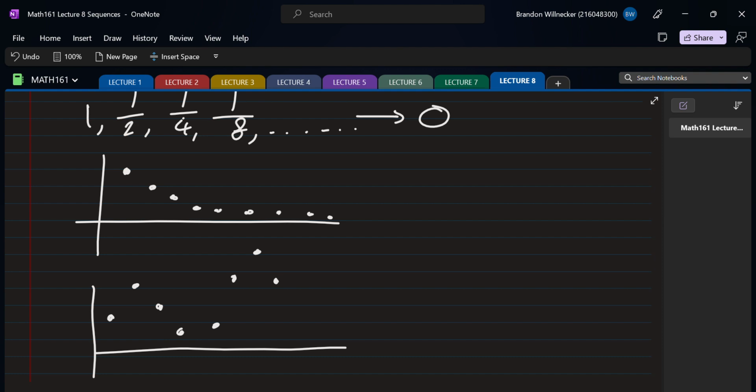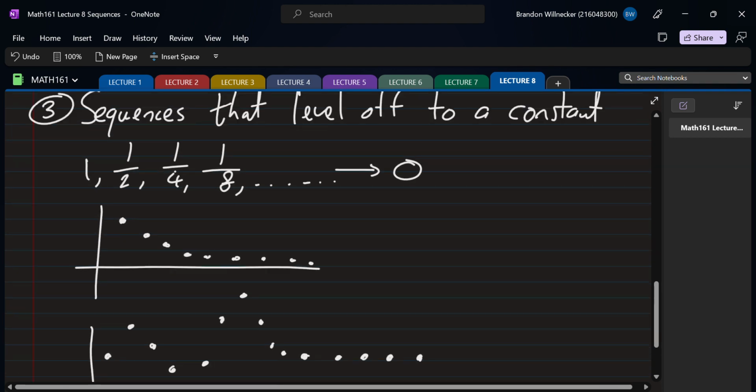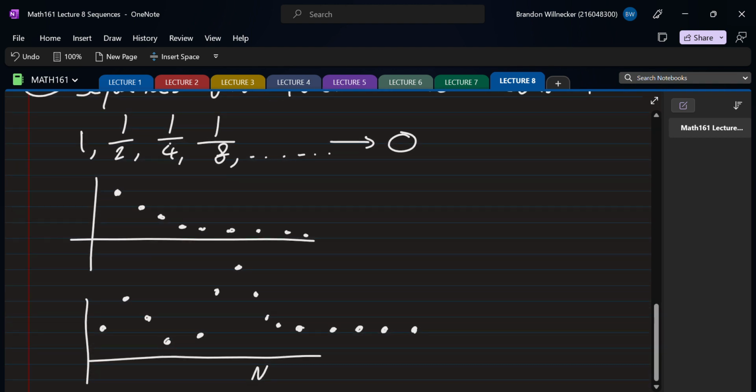Okay, so it doesn't look like it's leveling off to a constant, but then after some point, let's say capital N, maybe it does this. And then we see that before this capital N, the sequence is going up, it's going down, it's doing all things, but then after this capital N, we see that the sequence starts leveling off to a constant. Okay, so this is what we mean. We mean that after some point, the sequence approaches some constant value.